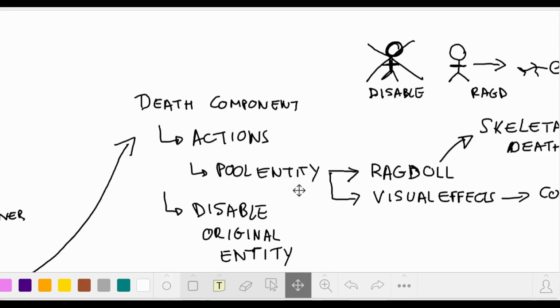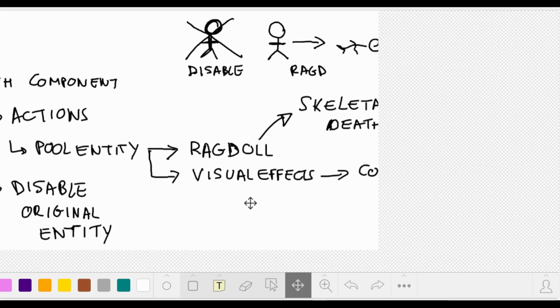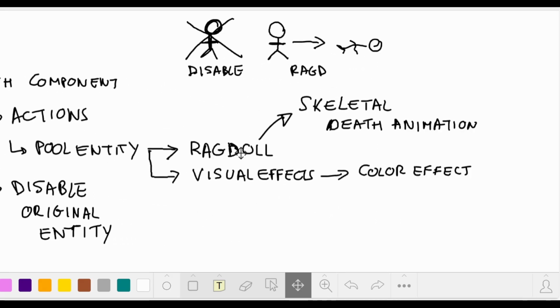This again makes the system quite generic. You can cause whatever you want to happen when this entity dies. In our case, we just want to pull another entity. This other entity will have a component which is called a ragdoll, and we'll also have some visual effects we want to apply, which are mainly going to be color effects. What is this ragdoll and this other entity?